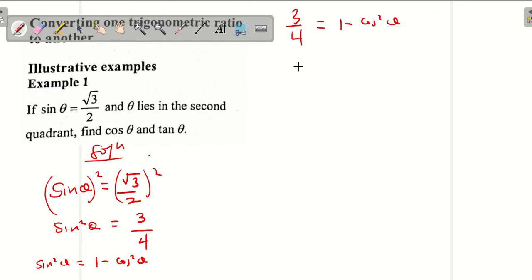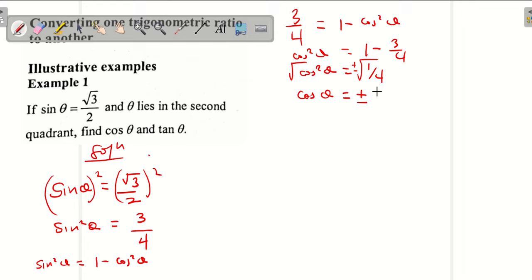Then we group like terms. So cos squared theta will be equal to 1 minus 3 over 4. So we have cos squared theta equal to 1 over 4. Now I can square root both sides. Anytime you square root both sides, remember you bring your plus or minus. The square will cancel the square root. So I have cos theta equal to plus or minus root of 1 over 4, which is 1 over 2. So here we are having two values, positive and negative.